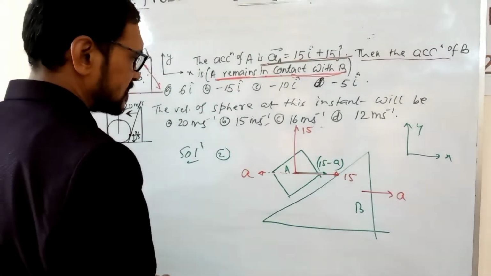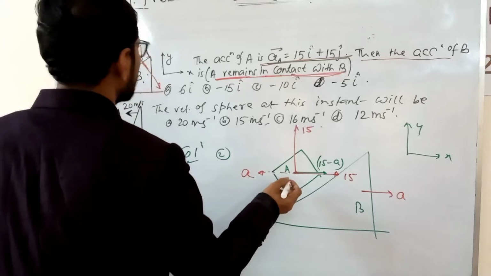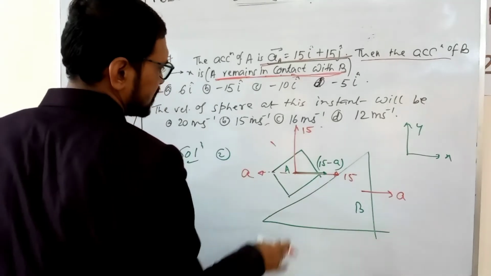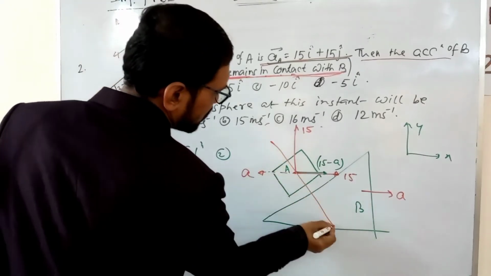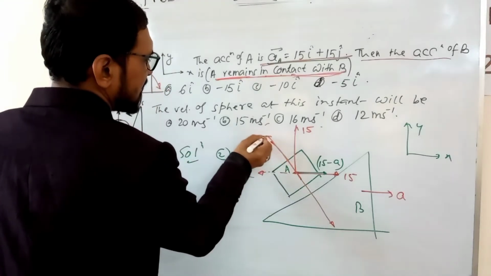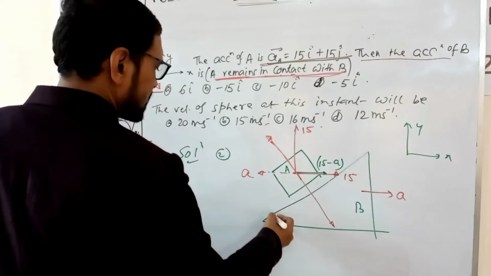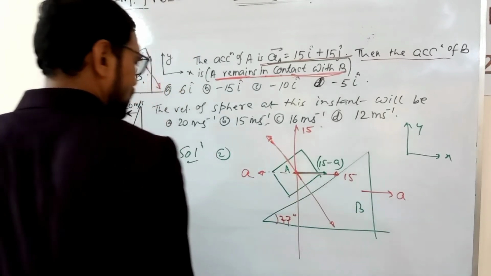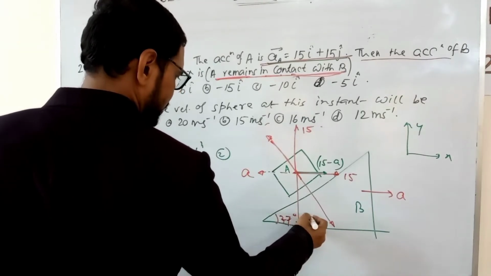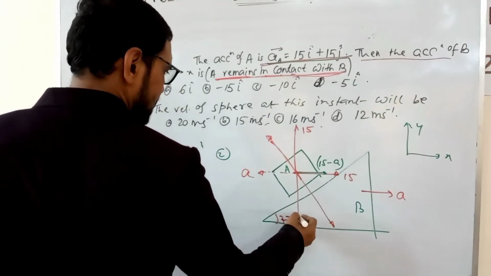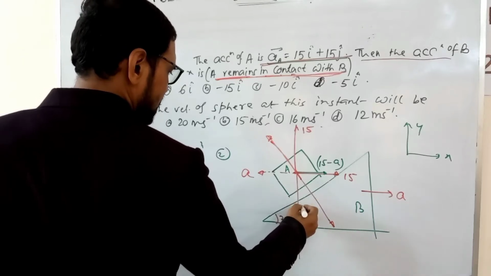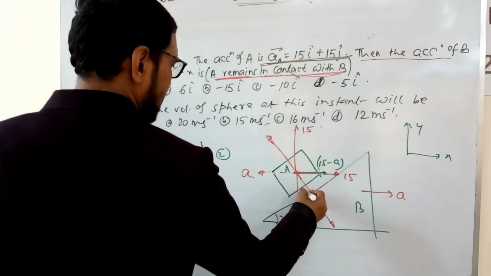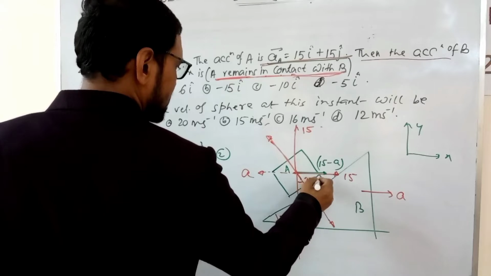Now what is the angle? So we have to make zero acceleration along this direction. We have to make zero acceleration along this direction. So if the angle is 37, now what is this angle? This is 37, 90. This is 37, 90. Now this is 53. This is 53. So this angle is 53, 90. This is 37. So this angle is 37.